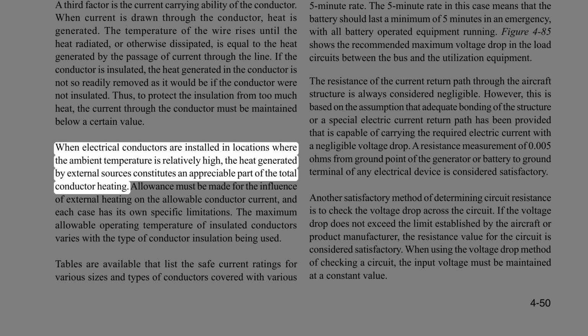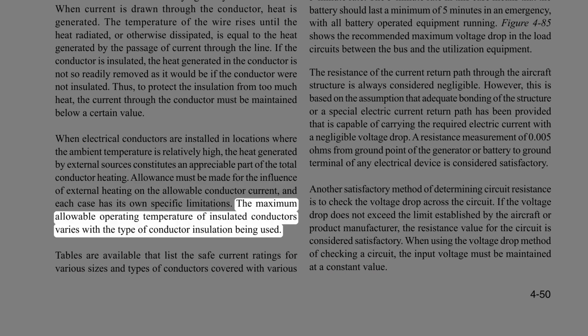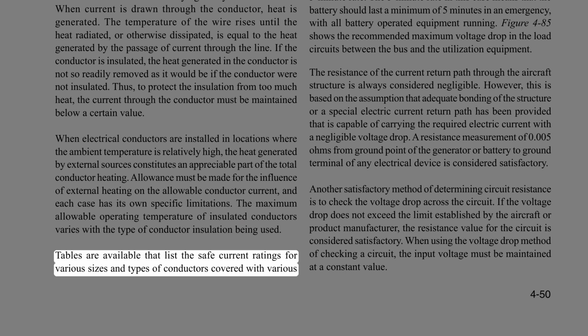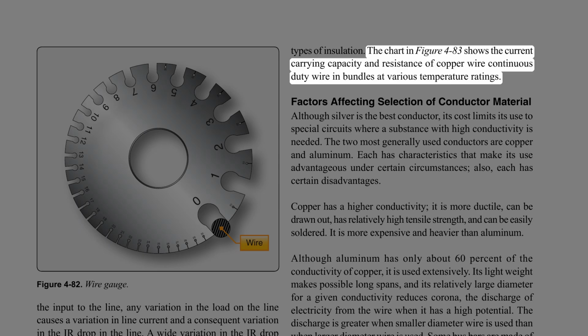When electrical conductors are installed in locations where the ambient temperature is relatively high, the heat generated by external sources constitutes an appreciable part of the total conductor heating. Allowance must be made for the influence of external heating on the allowable conductor current, and each case has its own specific limitations. The maximum allowable operating temperature of insulated conductors varies with the type of conductor insulation being used. Tables are available that list the safe current ratings for various sizes and types of conductors covered with various types of insulation. The chart in Figure 4-83 shows the current carrying capacity and resistance of copper wire, continuous duty, in bundles at various temperature ratings.